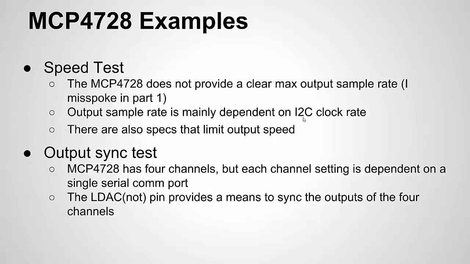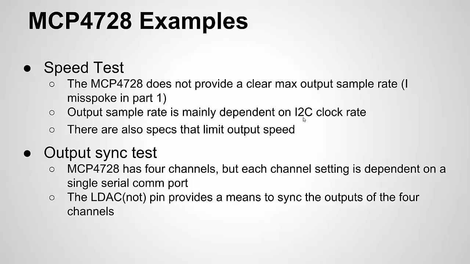So we're going to look at 2 tests. First, we're going to look at a speed test, and I think I misspoke in part 1. I think in part 1 I said the MCP4728 does about 150,000 samples per second at its fastest speed. I'm not sure where I got that from. I looked at the data sheet again and I did not see that.